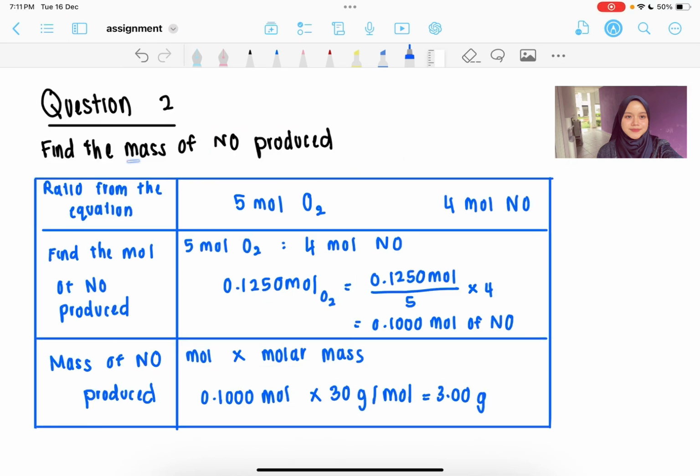For question 2, find the mass of NO produced. First, the ratio from the equation, 5 mole O2, 4 mole NO. Find the mole of NO produced. So we write down 5 mole O2 produces 4 mole NO. 0.1250 mole O2 equal to 0.1250 mole divided by 5 multiply 4. How do we get this? We get it from the equation. Equal to 0.1000 mole of NO. And then mass of NO produced, mole multiply molar mass, 0.1000 mole multiply 30 gram per mole equal to 3 grams.